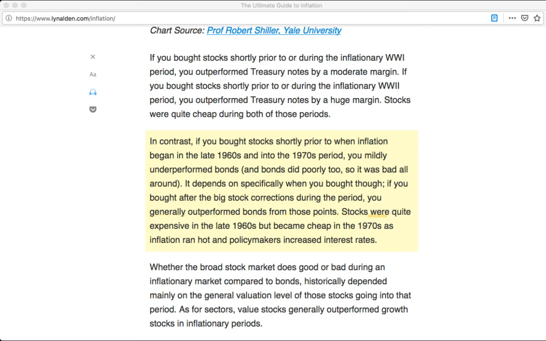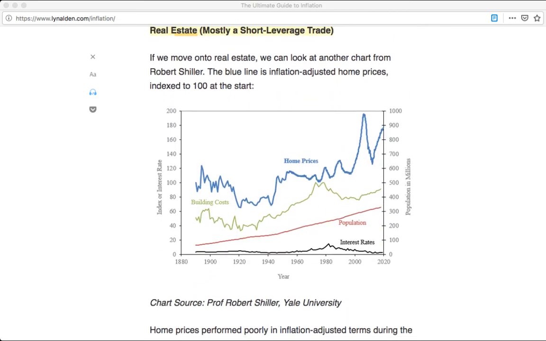Stocks were quite expensive in the late 1960s but became cheap in the 1970s as inflation ran hot and policymakers increased interest rates. Whether the broad stock market does good or bad during an inflationary market compared to bonds, historically depends mainly on the general valuation level of those stocks going into that period. As for sectors, value stocks generally outperformed growth stocks in inflationary periods.